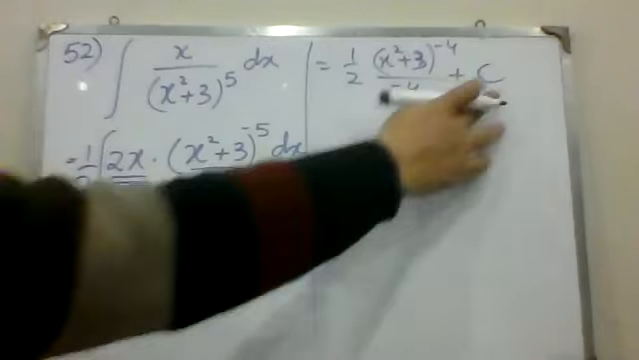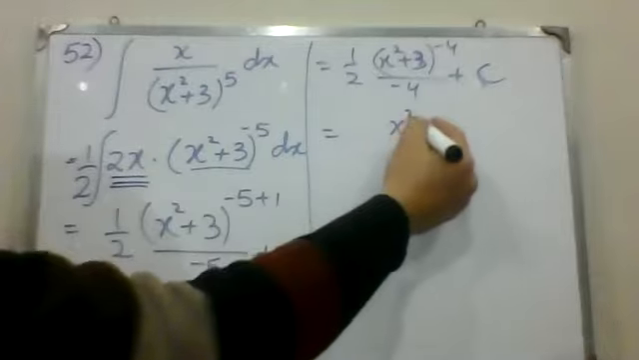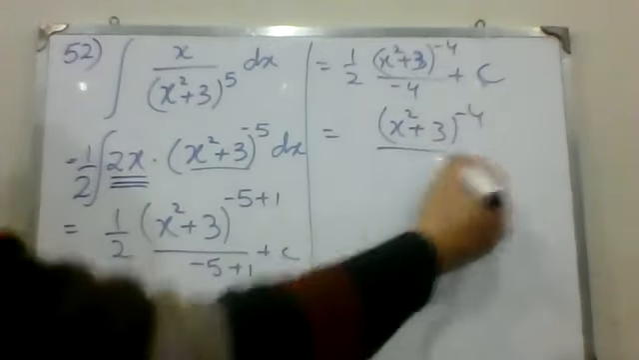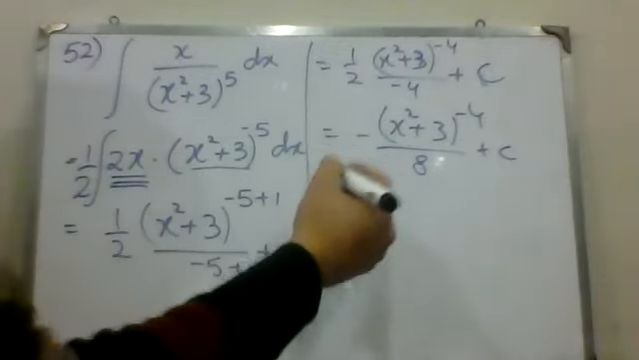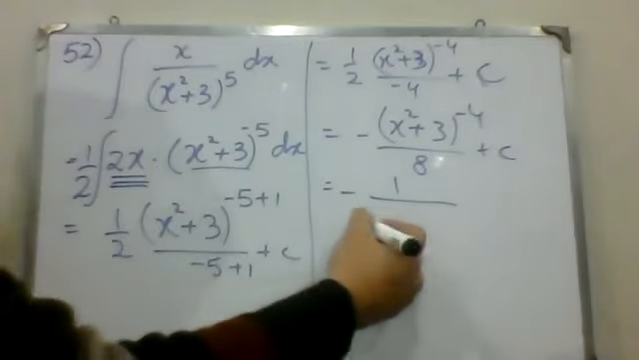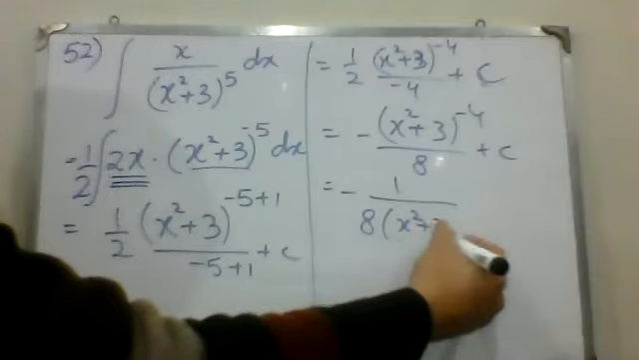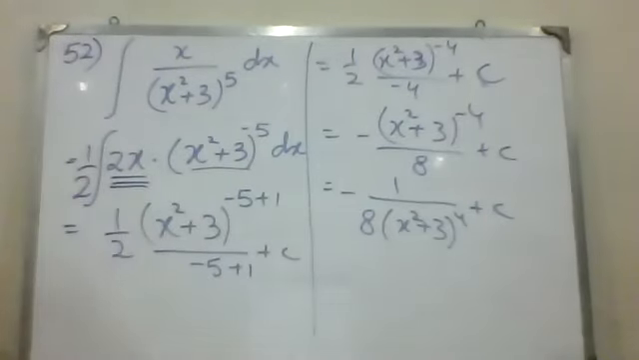Okay, so we get from here (x square plus 3) whole power minus 4 divided by minus 8. That minus sign is here. If you simplify further, you can write 1 divided by 8 (x square plus 3) whole power 4 plus c. Yes. So that is our required answer, and we completed exercise 18.3 with sufficient problems. Okay, those are the problems we have solved.